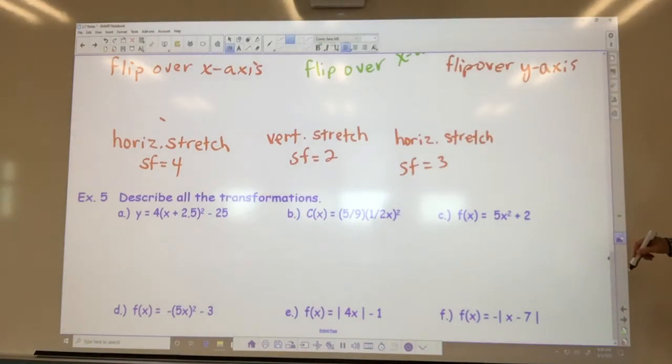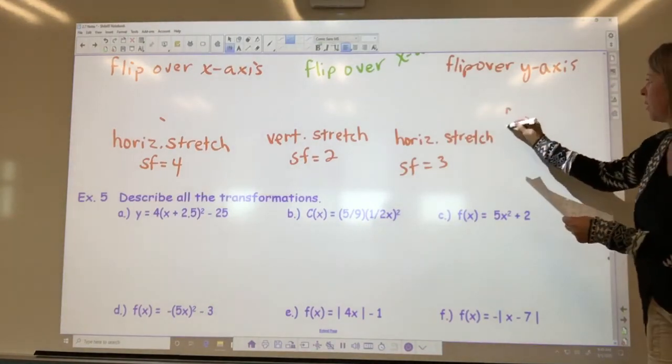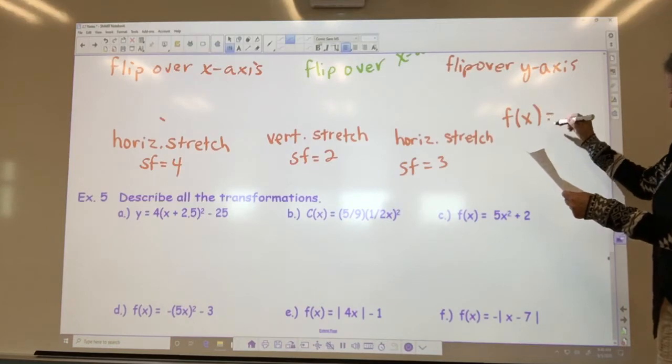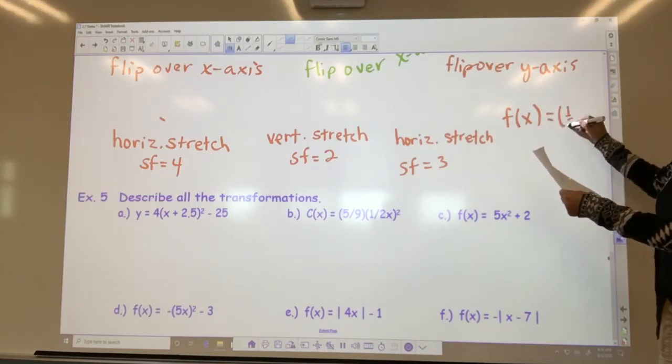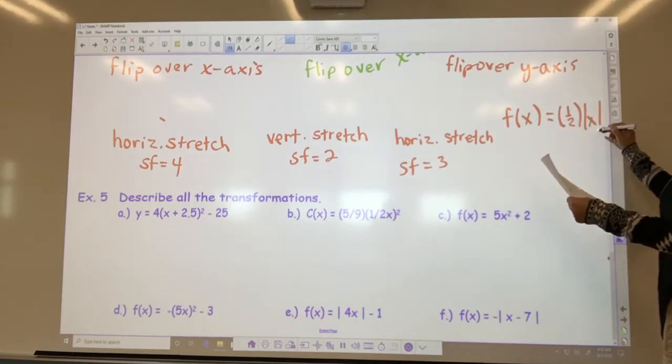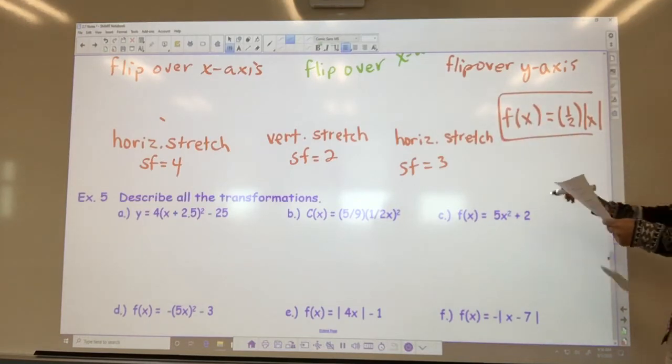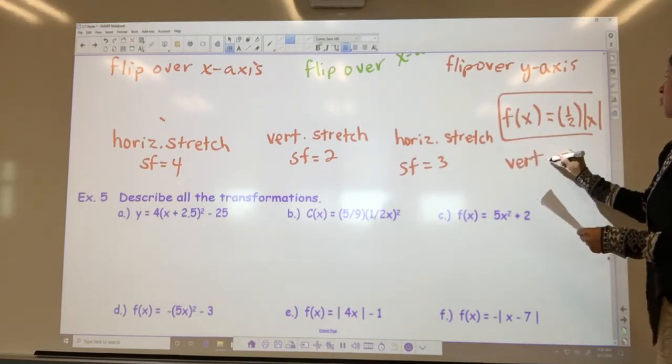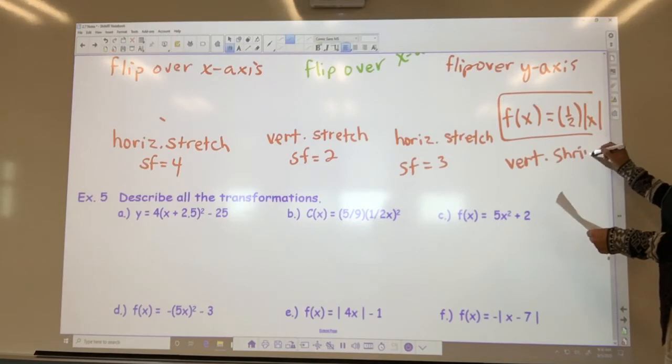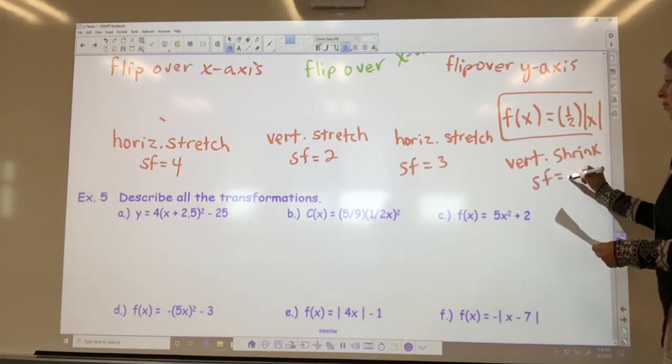Okay, I just erased that. Okay, great. So it looks like this was the equation that was there that I just erased. We're going to call this a vertical shrink, and the shrink factor is 1/2.